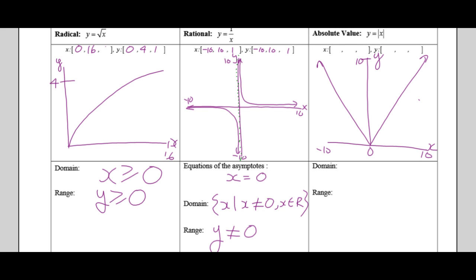Domain. X belongs to the reals. The range, y is greater than or equal to 0. Okay, since it's an absolute value, it's just the magnitude, right? It's how big is this number, not what sign does it have. Negative 10 is 10 units big. Okay, we don't care that it's negative.